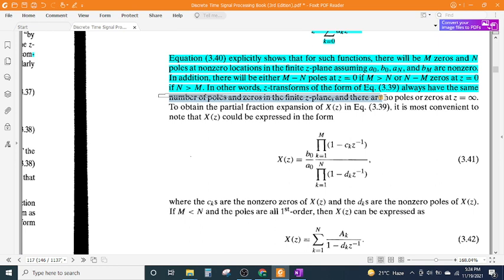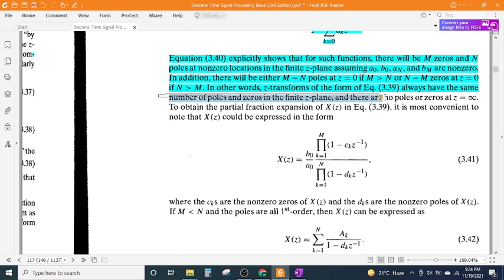To obtain the partial fraction expansion of X(z) in Eq. 3.39, it is most convenient to note that X(z) could be expressed in the form X(z) = (b0/a0) (Π_{k=1}^{M} (1 - c_k z^-1)) / (Π_{k=1}^{N} (1 - d_k z^-1)) (3.41), where the c_k are the non-zero zeros of X(z) and the d_k are the non-zero poles of X(z).